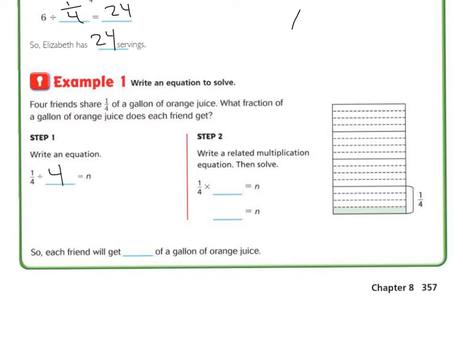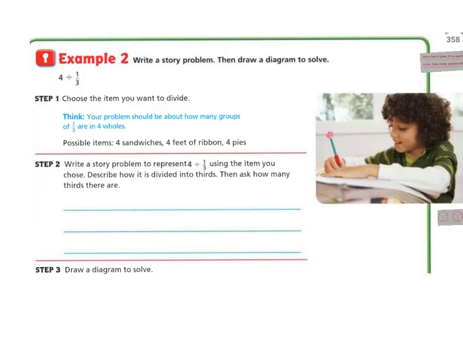Step 2, we're going to write a multiplication problem. So 1/4 times 1/4 equals n. And 1 times 1 is 1, and 4 times 4 is 16. So each friend will get 1/16 gallon of orange juice.